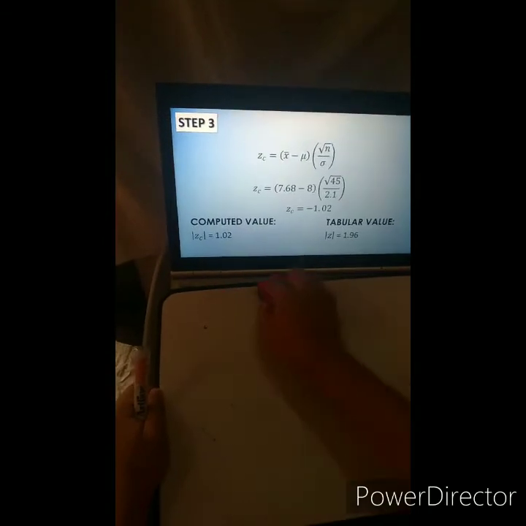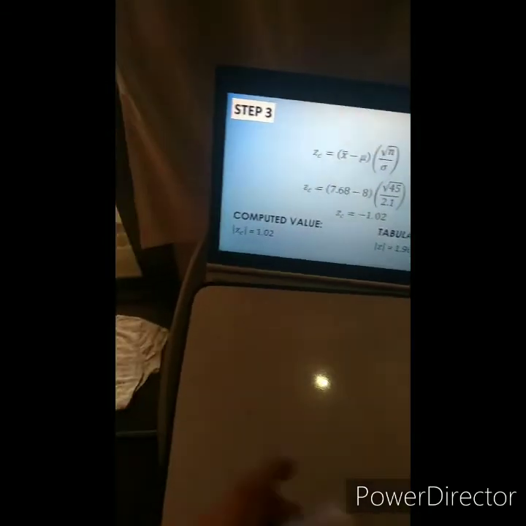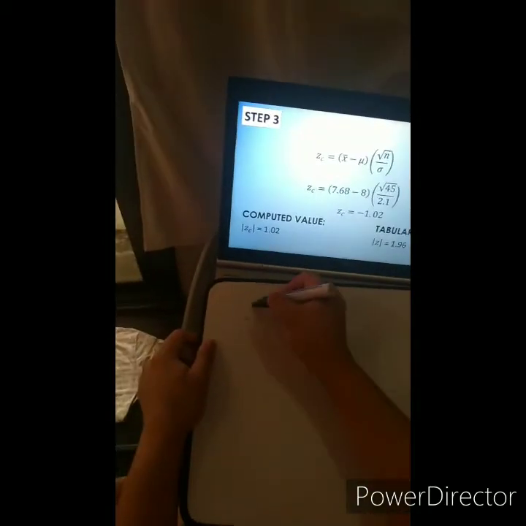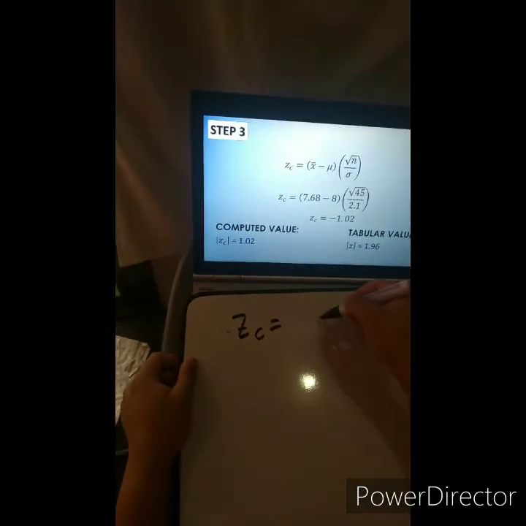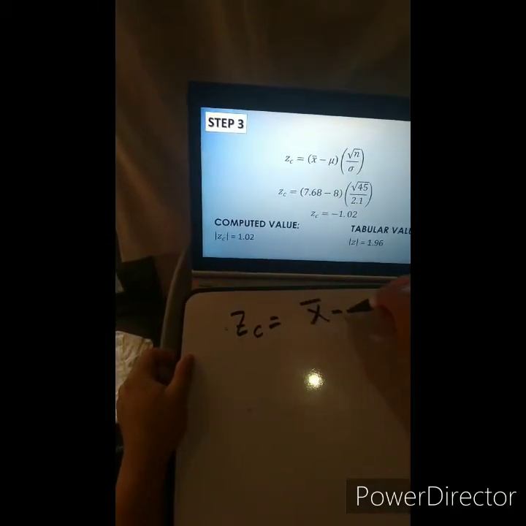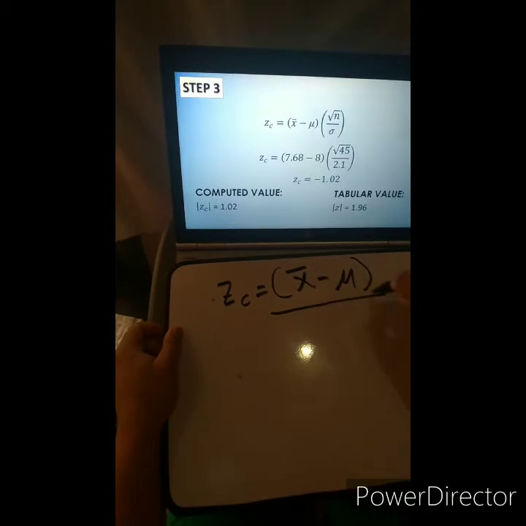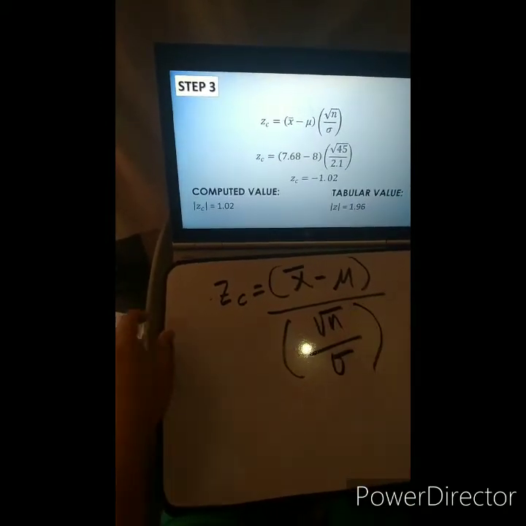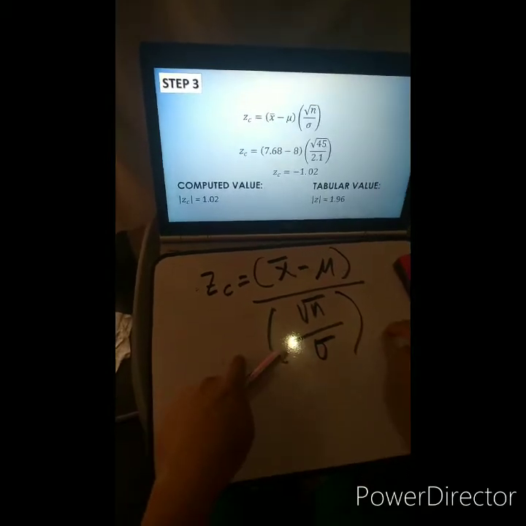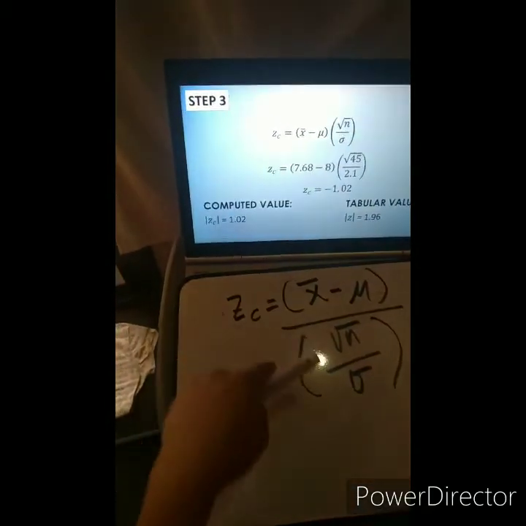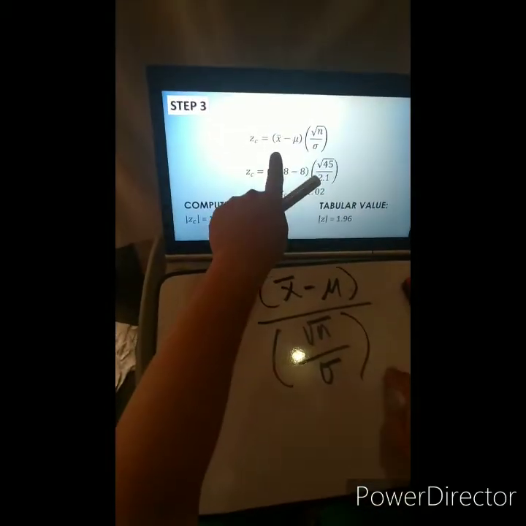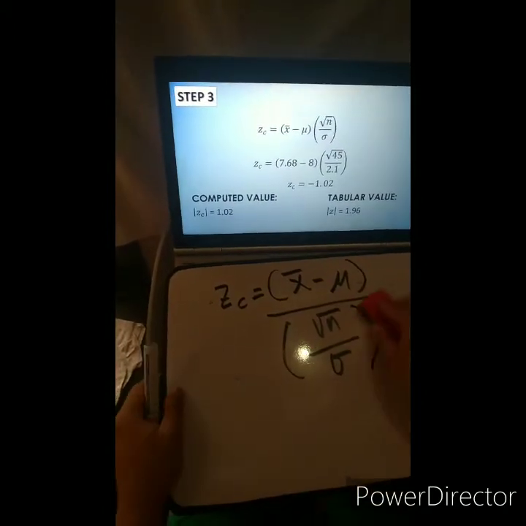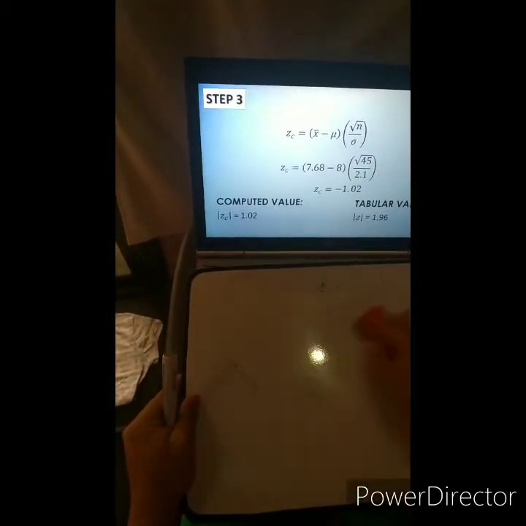Now, you might be confused. On your module, the formula for the z computed value is x bar minus mu, quantity all over sigma over the square root of n. That is what is on your module. So this one is the same as this. If you are going to simplify this, it's the same as this. Okay? So let's now solve.